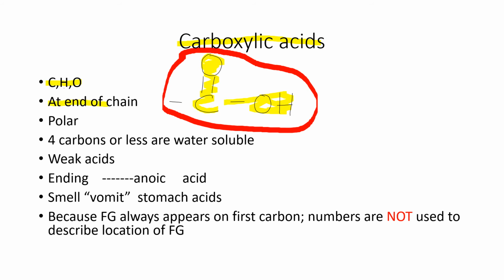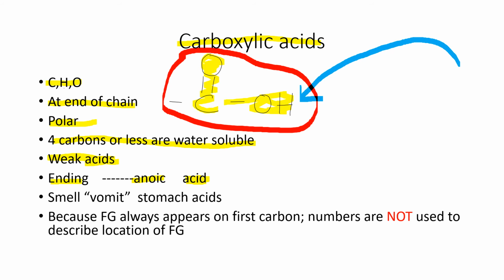So this will always happen at the end of the chain. These are very, very polar molecules, so that means 4 carbons or less are water soluble. Just in the name, it's already telling you that this is an acid. These end up being weak acids. So remember what weak acids do. They have the ability to give off an H+. Which hydrogen can be given off as an H+? Well, it's the one that I'm pointing at in blue. That's the acidic hydrogen. That's the one that has the potential to be given off. The ending that we use for carboxylic acids is -anoic, and then as a separate word, acid.